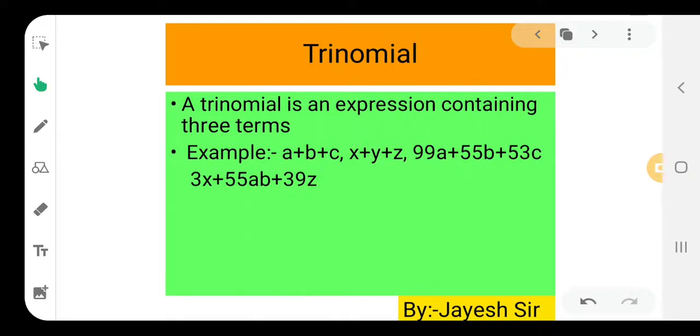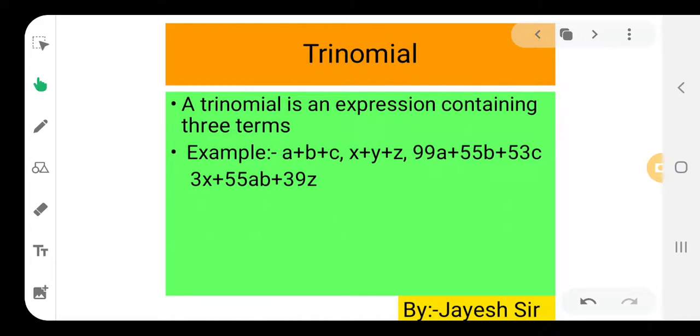A trinomial is an expression containing three terms. It could be the sum of three monomials. As we understood in the binomial, the sum of three monomials or three terms is said to be a trinomial. You can see, the first term is a, the second is b, the third is c. The sum of all three is said to be a trinomial. Similarly, x plus y plus z, the sum of three, is said to be a trinomial.